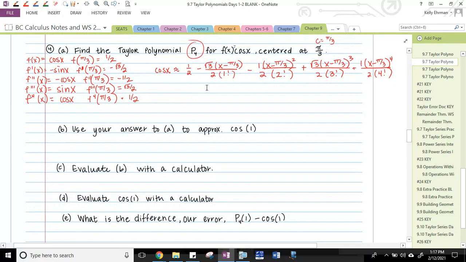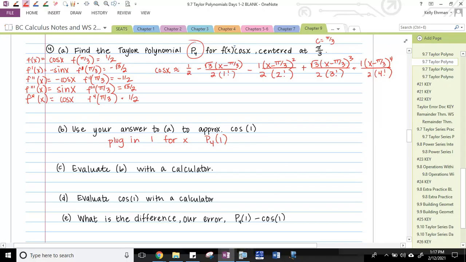All right. Use your answer in part B to approximate cosine of 1. Now, part C says evaluate with a calculator. So part B is just saying, let's just write out what you would do because I don't want to write out the whole thing. What are we asking you to do? We're asking you to plug in 1 for x. In other words, we're asking you to find P4 of 1.